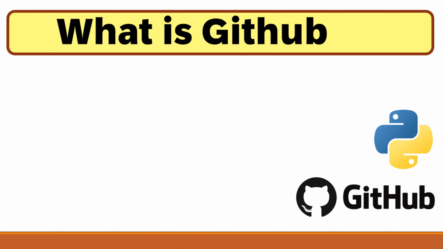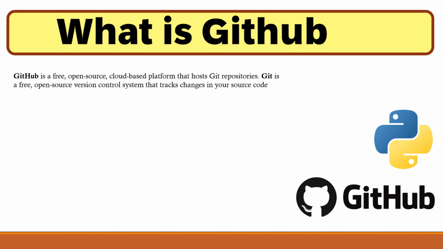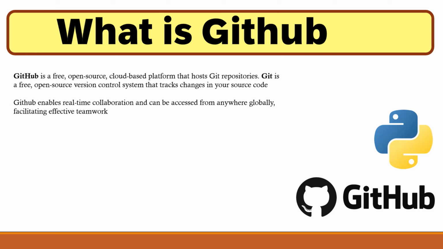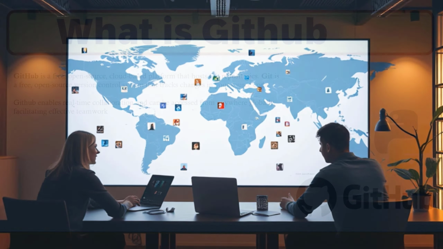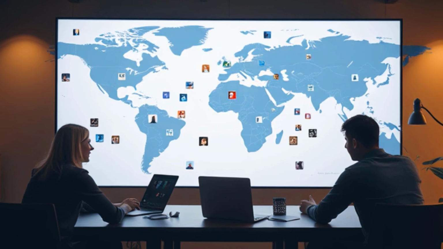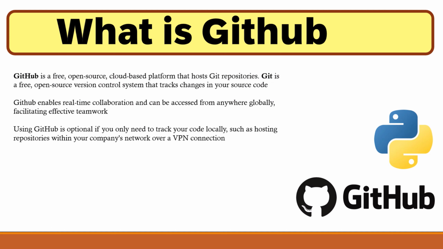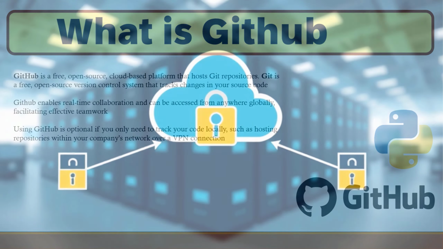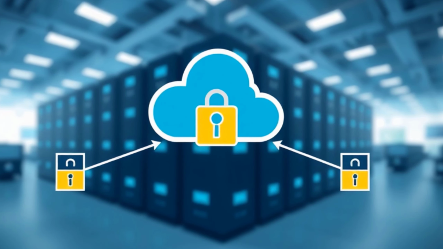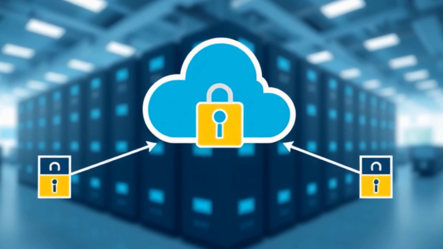What is GitHub? GitHub provides a platform for developers to host, manage and collaborate on code repositories. Git is a free and open source version control software that tracks changes to your source code. GitHub allows for real-time collaboration and is accessible from anywhere in the world, which enables teams to work together effectively. Using GitHub is optional if you only need to track your code locally, such as hosting repositories within your company's network over a VPN connection. Then it's not needed. You do not need anything in the cloud.